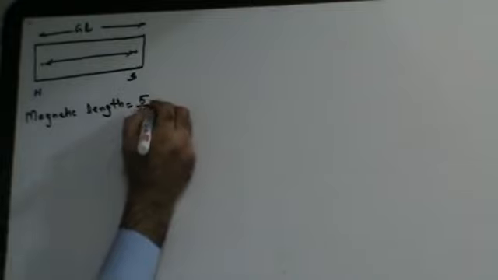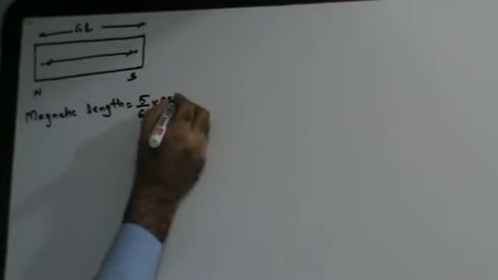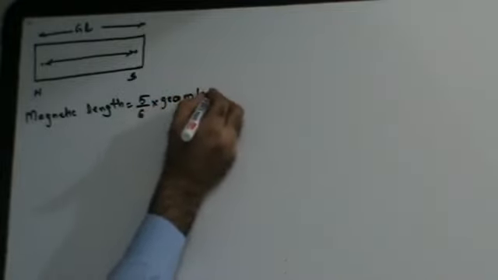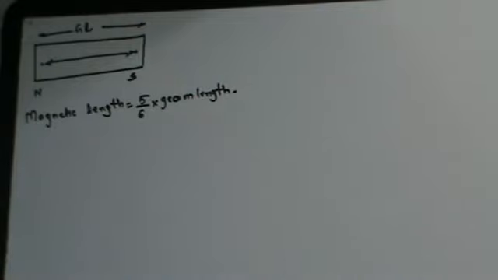Now the relationship between them is that the magnetic length of a magnet is equal to 5/6 times the geometric length. Fine, do we get this in clear?